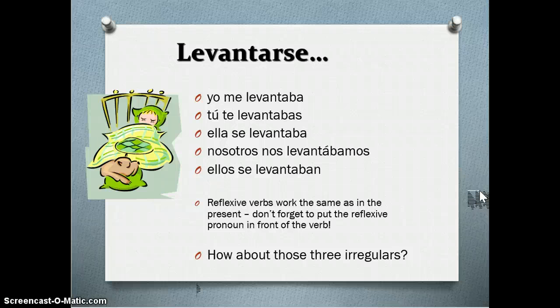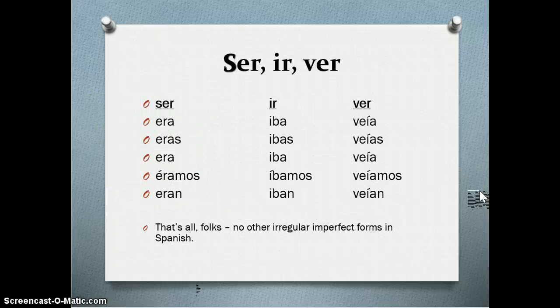Last but not least, we can't forget about the irregulars, but we only have three. Pause your computer and see if you can remember the three verbs and their conjugations. We have ser, ir, and ver. Ser is era, eras, era, éramos, eran. So all of our forms of era. We use ser a lot to talk about what we were like as kids, so I think of that era or that time period of your life. For ir, these are all of my forms: iba, ibas, iba, íbamos, iban. So all of them are forms of iba.